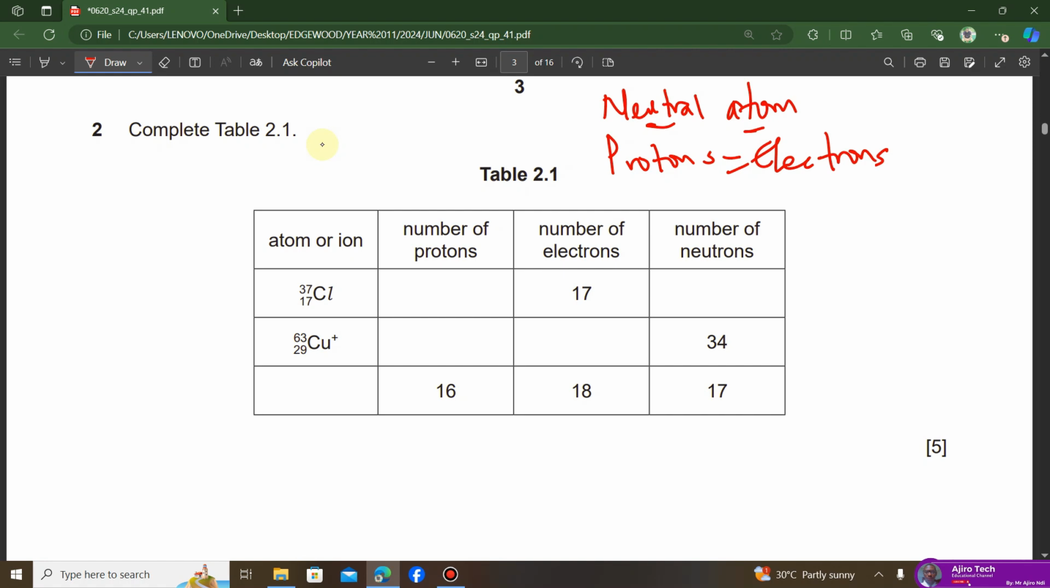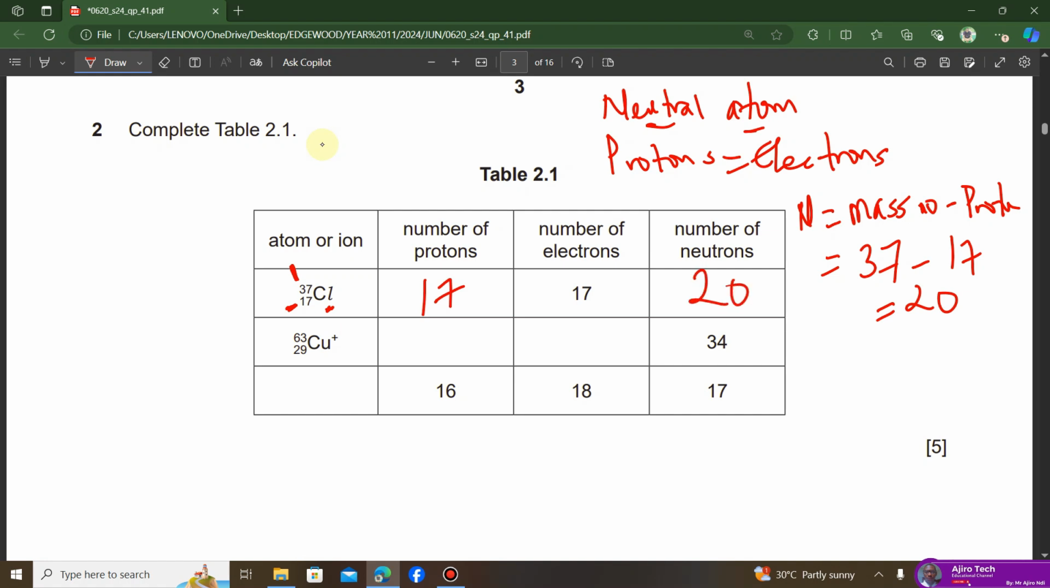For the first one here, we have a neutral atom, which is the chlorine atom, and the number of protons is just the number below, while the one on top is the mass number. So the number of protons automatically becomes 17 because it's a neutral atom, and the proton number is clearly stated there. To obtain the number of neutrons, it's simply the mass number minus the proton number. In this case, the mass number is 37 minus 17, so you should have 20.